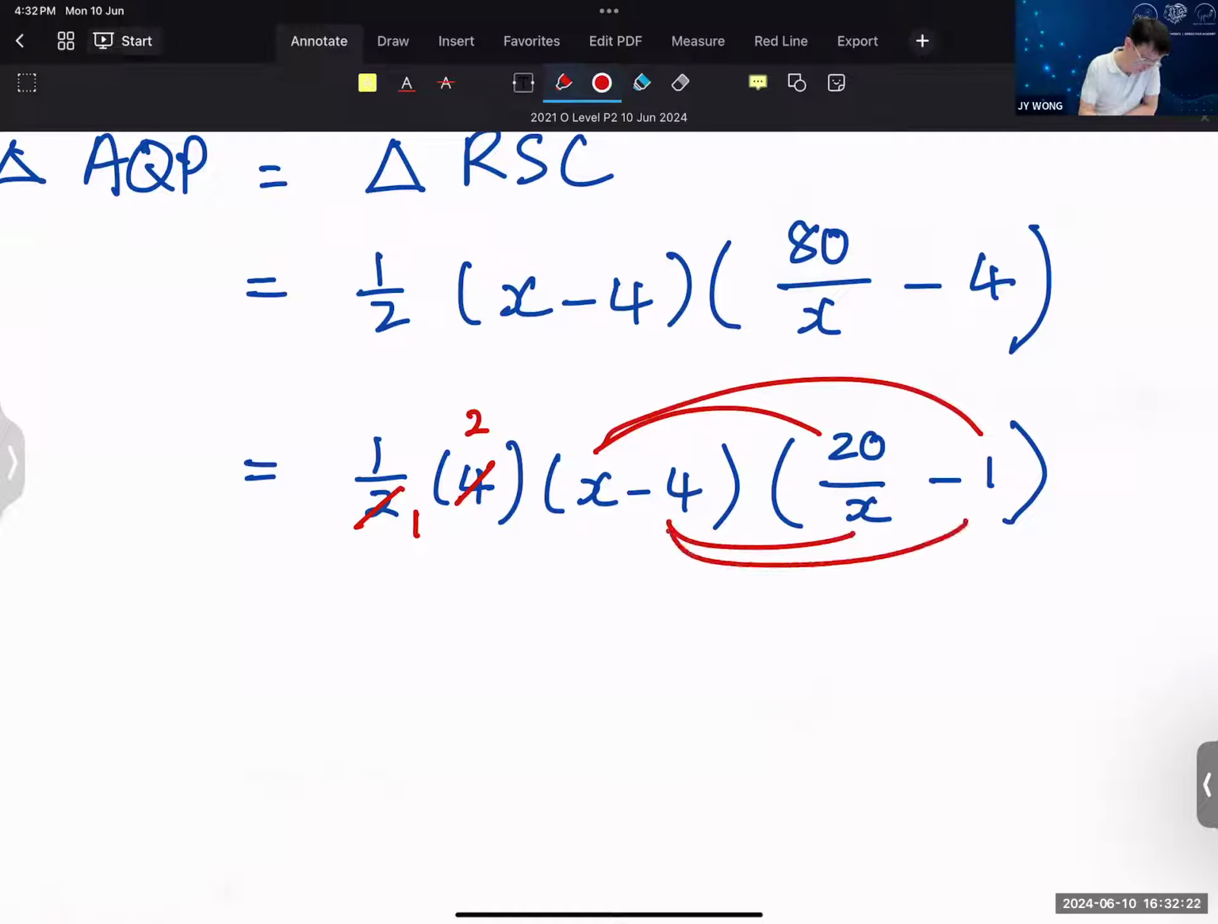So rainbow, you will get 2 times x times 20 over x will give you 20. x times -1 will give you negative x. Then -4 times 20 over x will give you negative 80 over x. And -4 times 1 will give you +4.